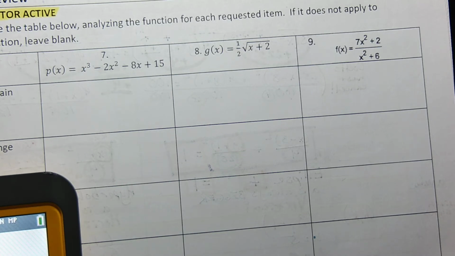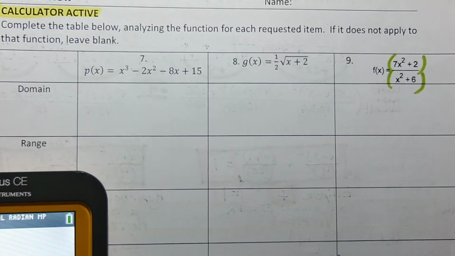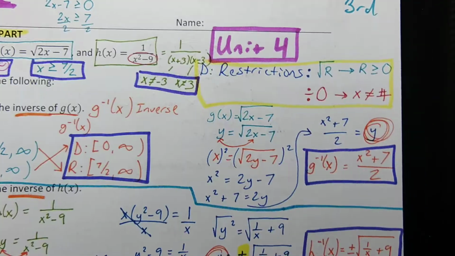On number 9, what do I need before I just go right to my calculator and start plugging it in? Parentheses around the top and around the bottom. So make sure when you're typing those rational functions in, you use your parentheses. So that's it for page 4.